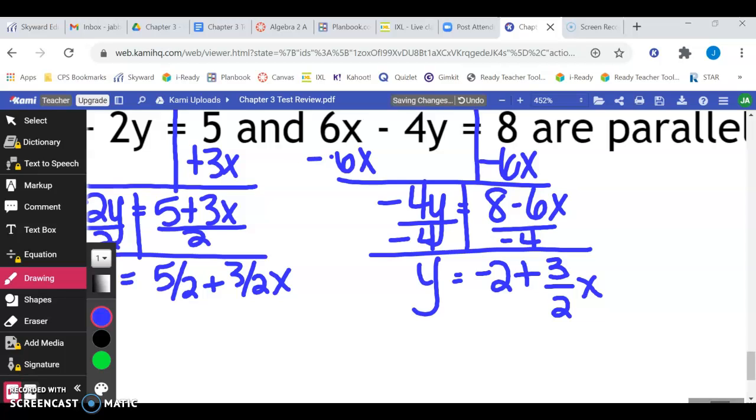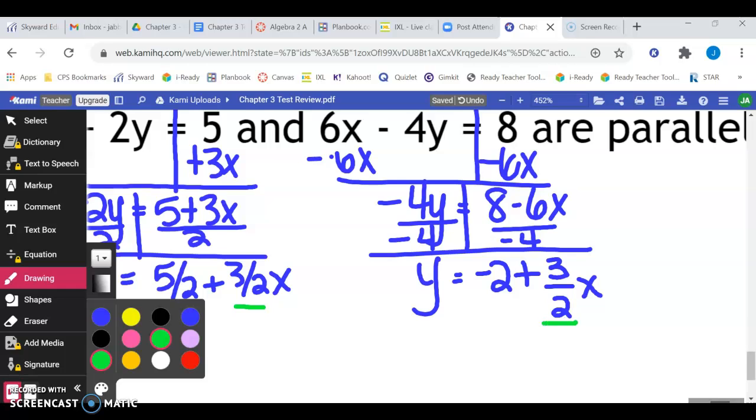And now we need to compare these two lines. So the only thing that I see that they have in common is the same slope. So if they have the same slope and different y-intercepts, that tells us they are parallel lines. They don't cross.